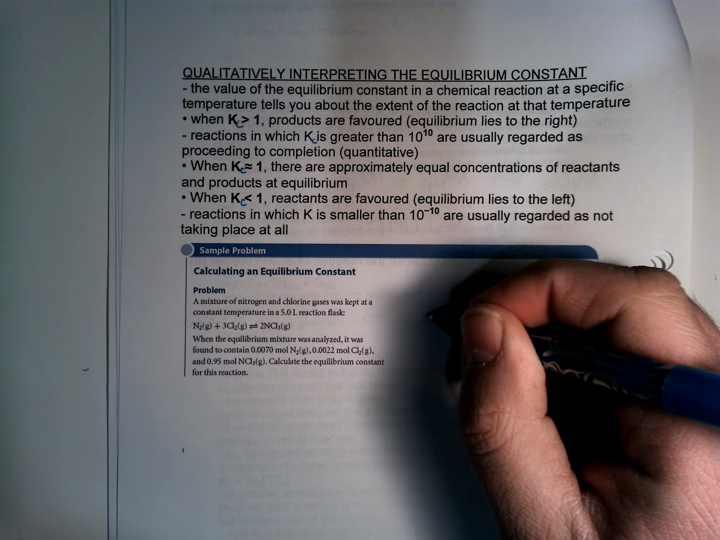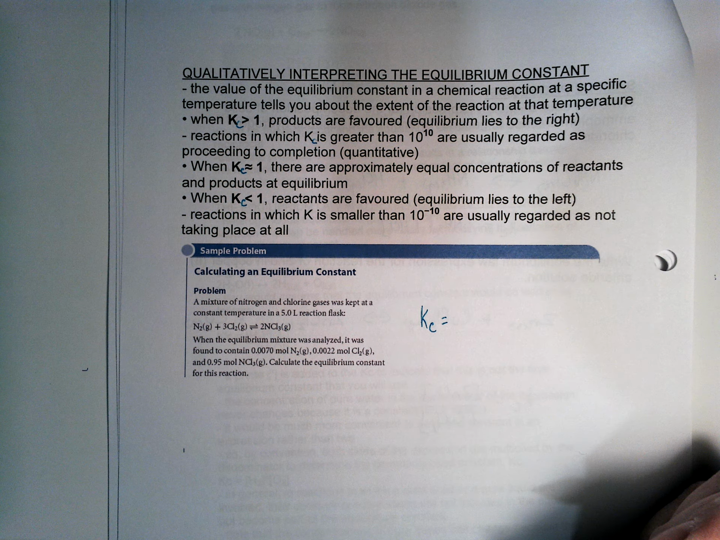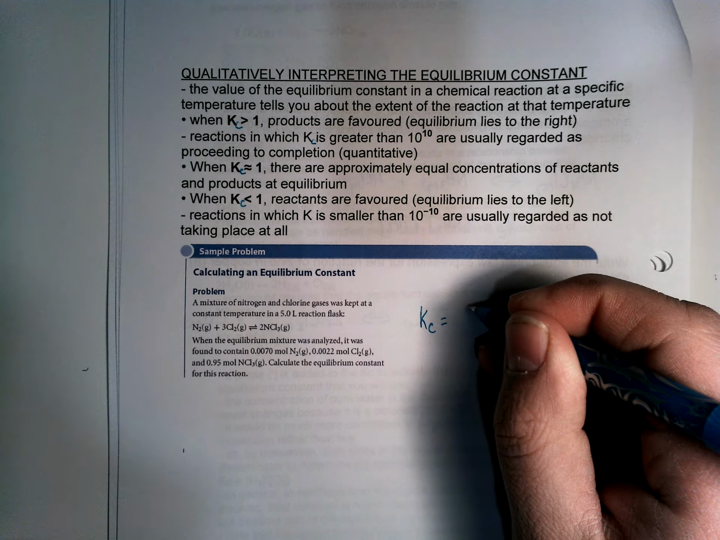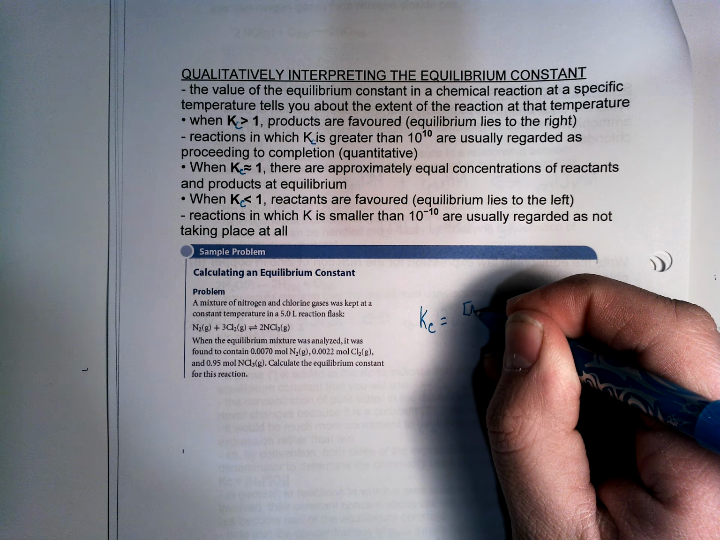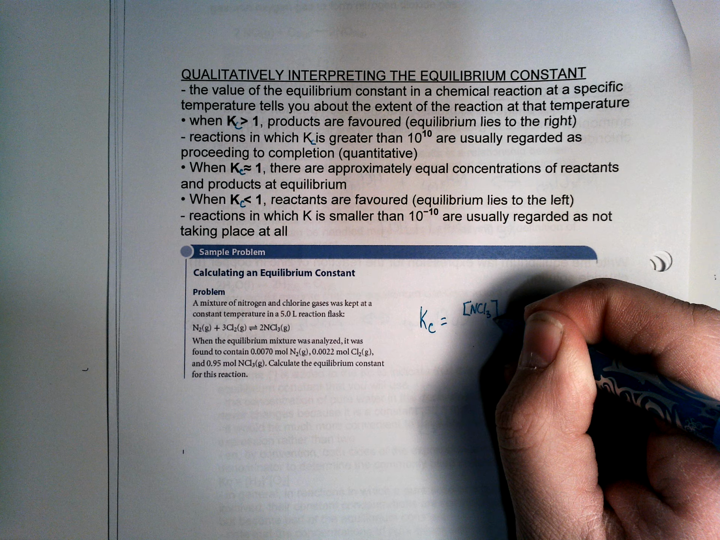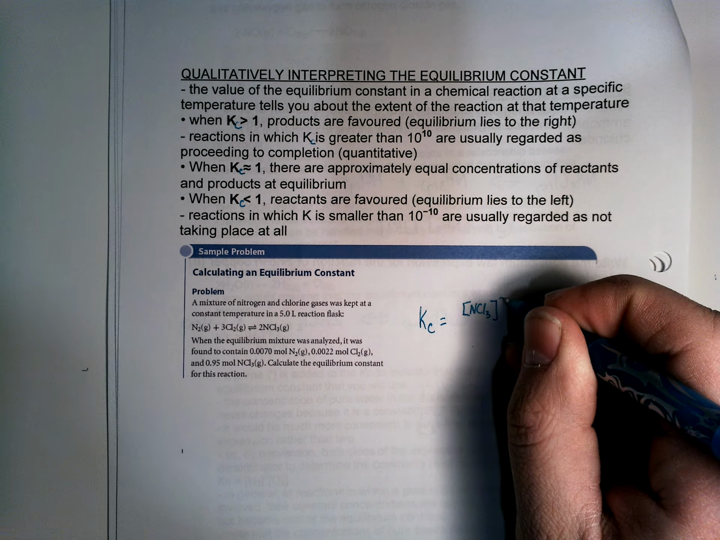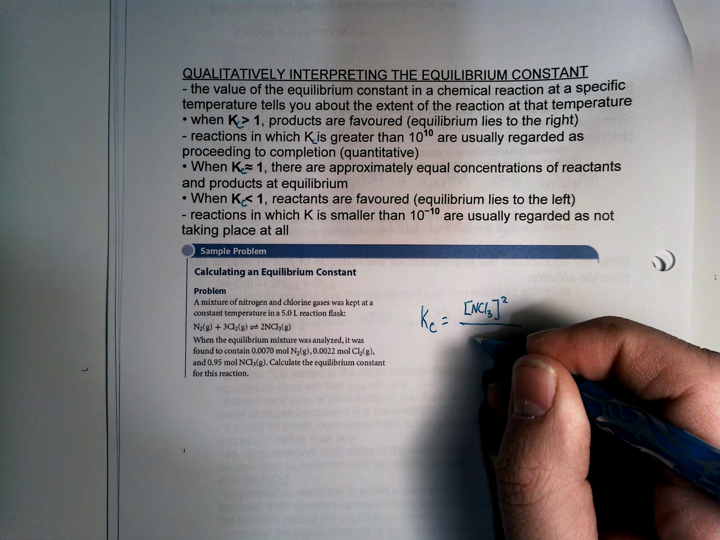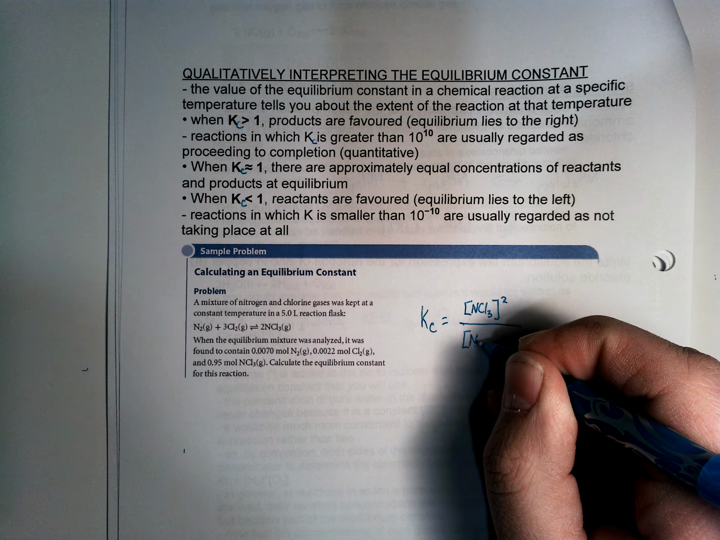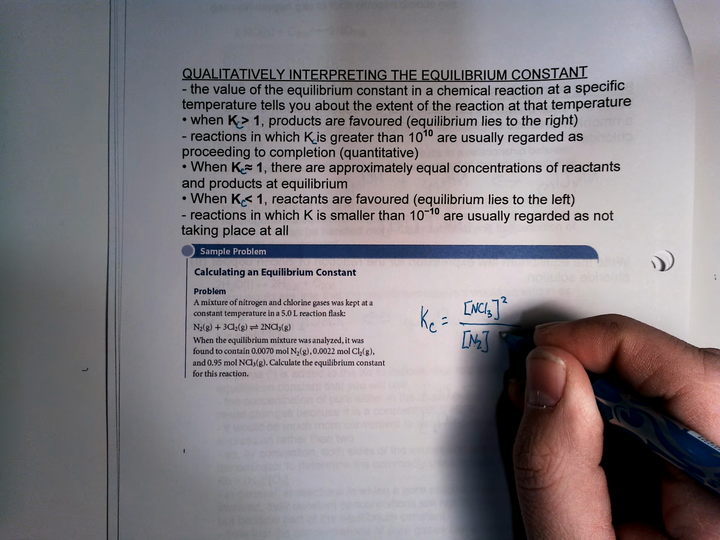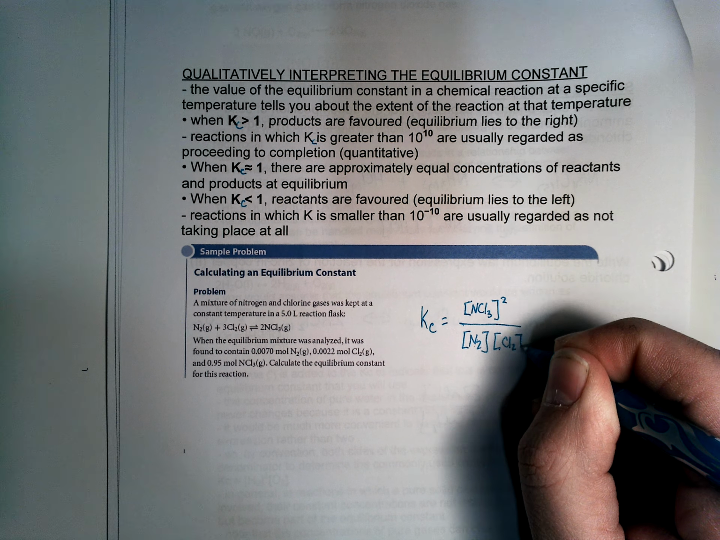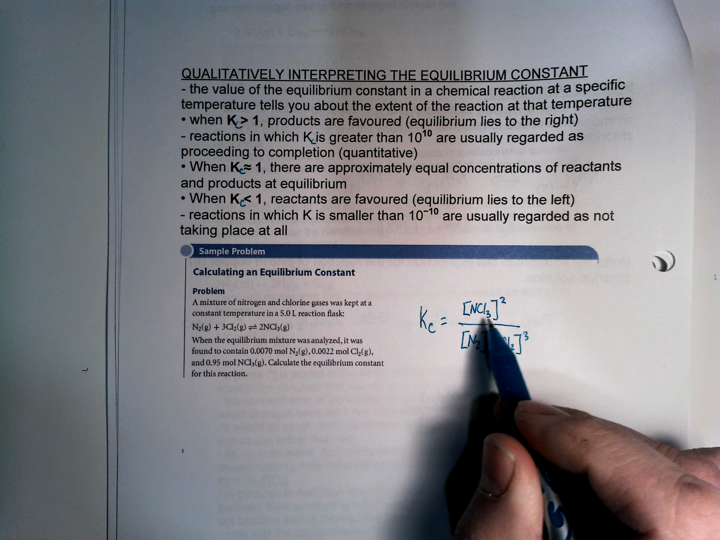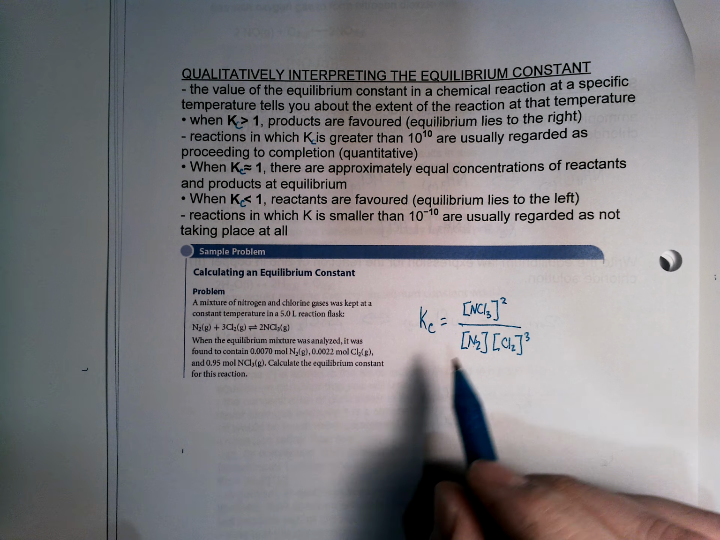So we want to write our expression, the formula we're going to be using. We're going to have our products, so NCl3. We're going to square that because of the coefficient here, and then it's over our reactants. So N2, there's only one of those, and then Cl2, there's 3 of those, so we're going to put that there. Again, these square brackets mean concentration, so we need to find the concentration for each of these.